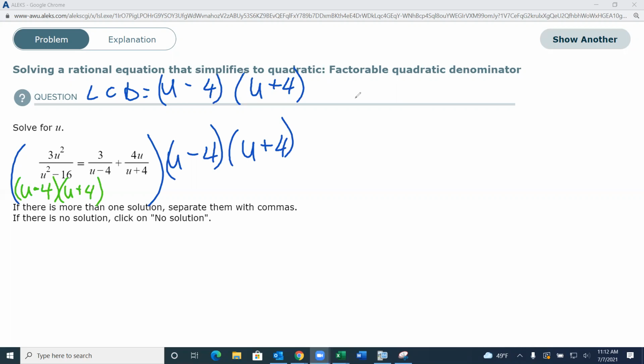I promised I'd start doing the shortcut, instead of writing it out the long way. For the first fraction, I can cancel the u minus 4 and the u plus 4, so I will be left with just 3u squared. For the second one, I can cancel the u minus 4s and I'll be left with 3 times u plus 4, which will be 3u plus 12. And for the last fraction, I can cancel the u plus 4s. I'm left with 4u times u minus 4, which will be 4u squared minus 16u.